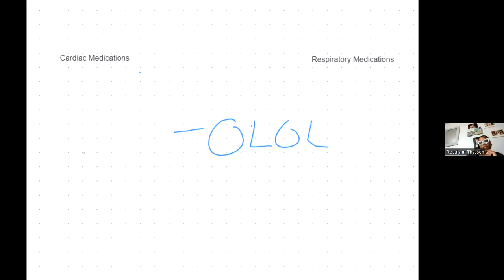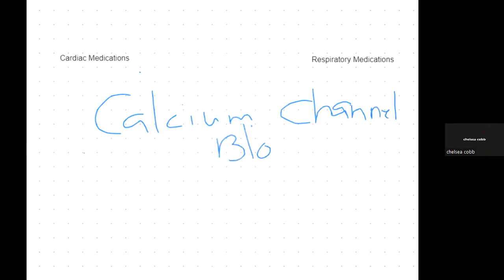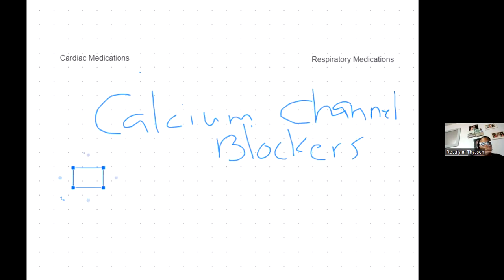All right. So the next one I want to talk about are those calcium channel blockers. Calcium channels. It's going to slow the calcium down from going into the heart cell. So how does that benefit? What is it going to do to the heart? It's going to slow it down. It's not going to require as much oxygen-rich blood.